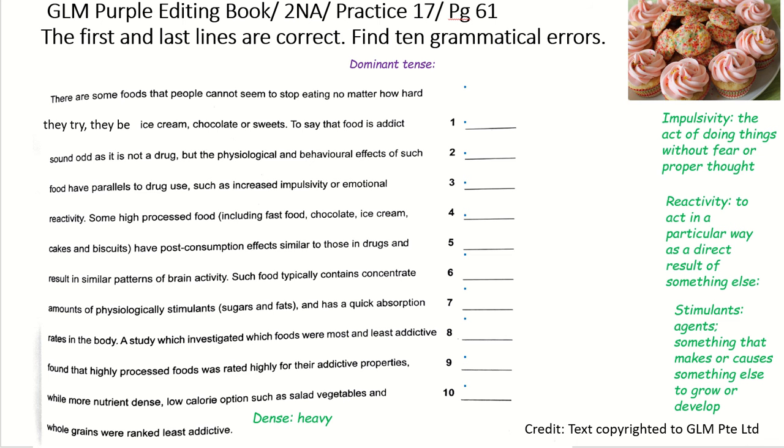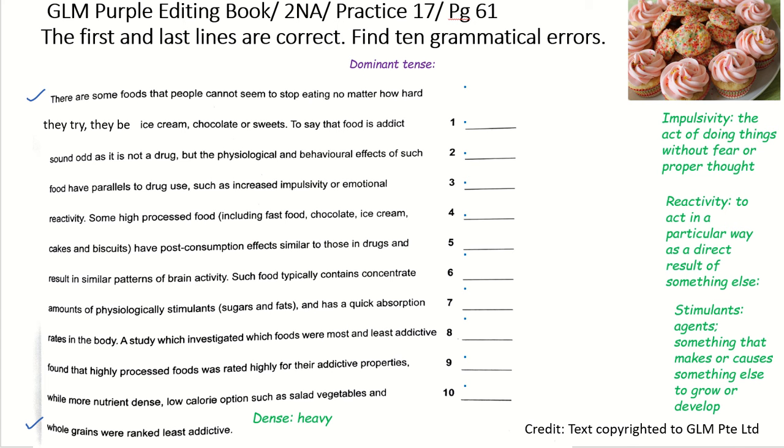Today we're doing the GLM Purple Editing book for 2NA, practice 17, page 61. The first and the last lines are correct. Find 10 grammatical errors. Put a tick for the first and the last line first. Okay. Find the dominant tense.